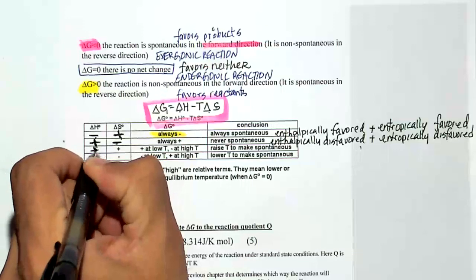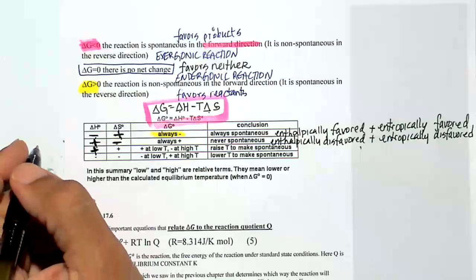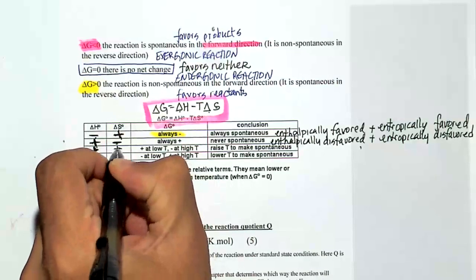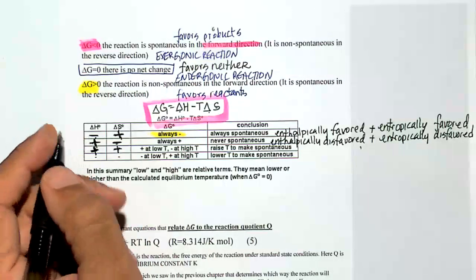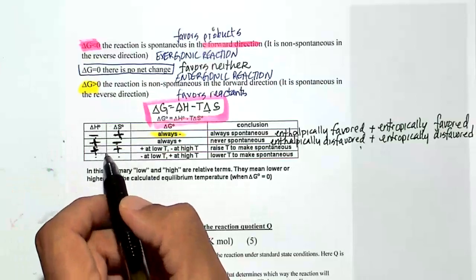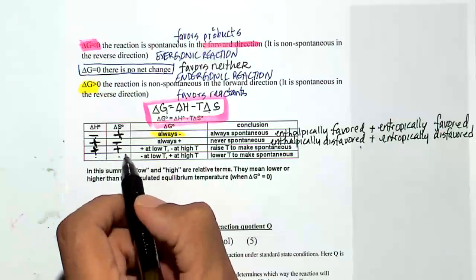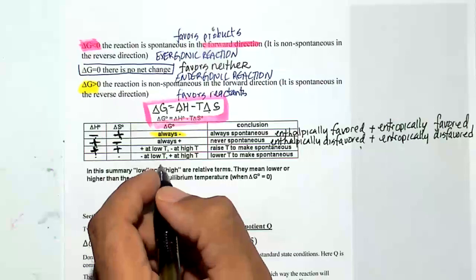All right, what happens if your delta H is positive? Okay, that's an endothermic reaction. It requires heat. What happens if your entropy is positive? What does that mean? It leads to more disorder. So this is a reaction that's enthalpically not favored because it's endothermic, but it's entropically favored because it's positive. Remember, if it's positive, it's going towards more disorder.